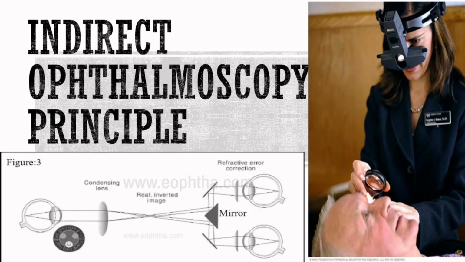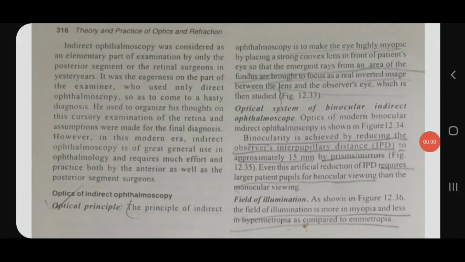Today we'll discuss the principle of indirect ophthalmoscopy. We use a 20 diopter lens and prisms in the head of the indirect ophthalmoscope to have proper binocularity and stereopsis. We'll discuss the optical principle of indirect ophthalmoscopy.